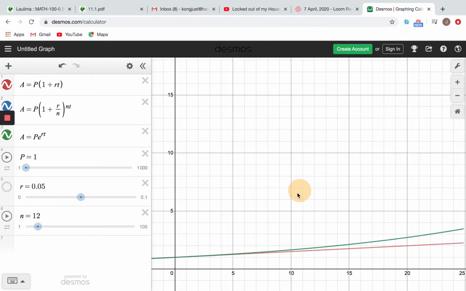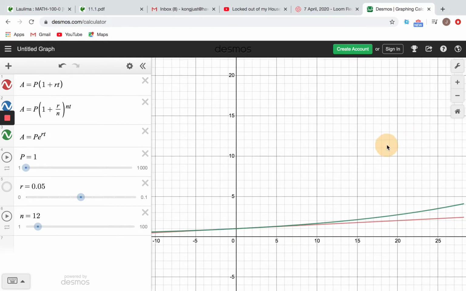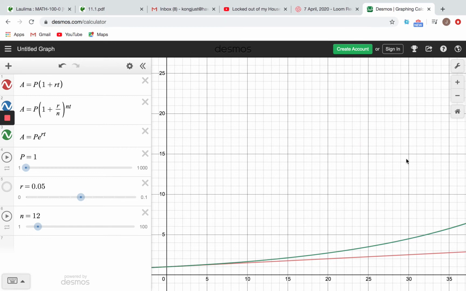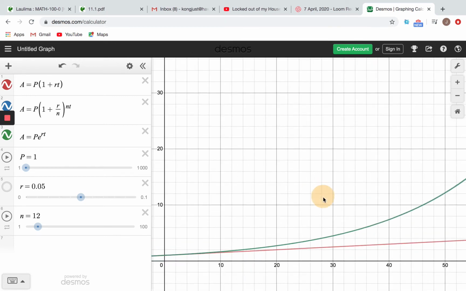Okay, right now it's kind of hard to see the details in my graph, so I'm going to expand my window so that we can see better. Oh, actually, no, I take that back. You can pretty much see it already.